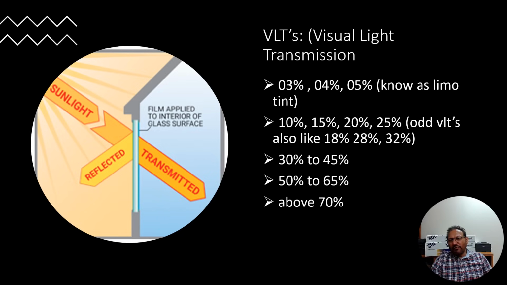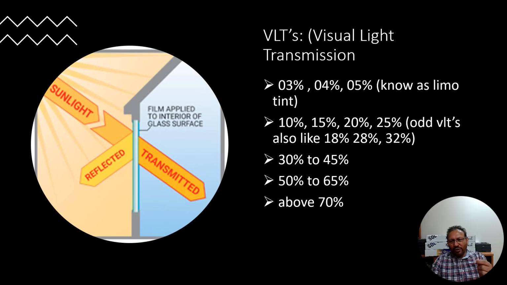Then there are different kinds of VLTs, that is visual light transmissions, how much light will come. So what they do is they make different kinds of darkness of the tint. They may make 3%, 4%, 5%, which is also known as limo tint. Then they make 10%, 15%, 20%, 25%, and some companies even go to odd numbers like 18, 28, 32. These are called the medium tints.